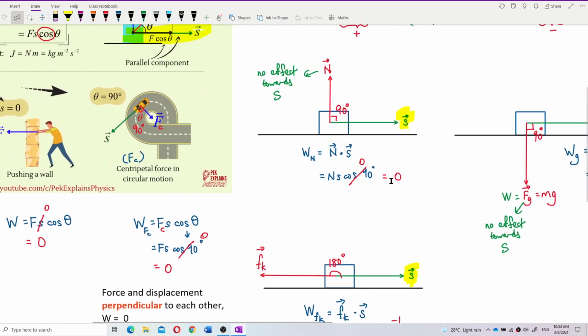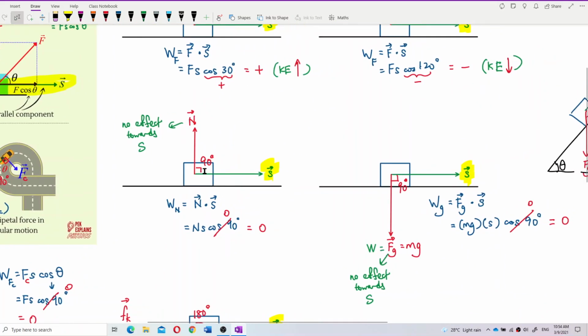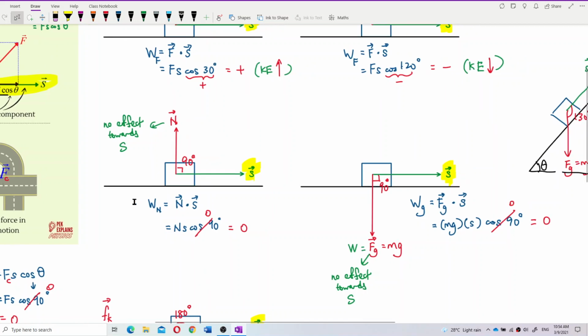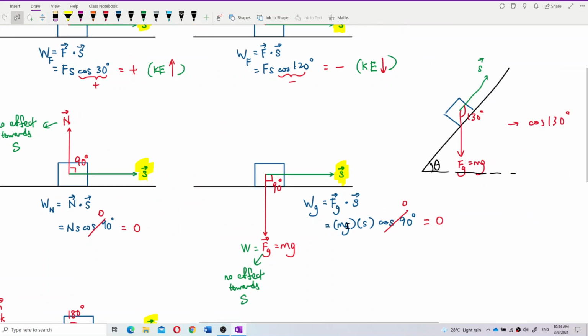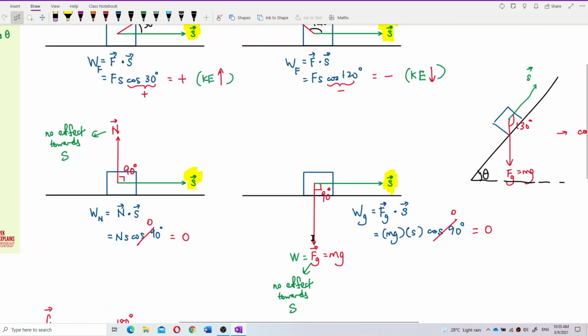Another example, like I told you about the normal force and the gravitational force on a horizontal surface. The work done by the normal force is 0 because of cos 90, because the normal force and displacement are perpendicular. So this normal force has no effect towards the displacement. Zero work done. Gravity is also at 90 degrees, so the work done is also 0 because there's no effect towards the displacement. The perpendicular force always has no effect towards the displacement.